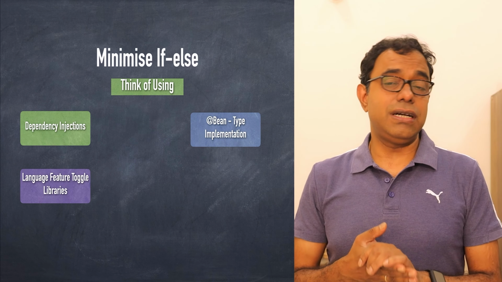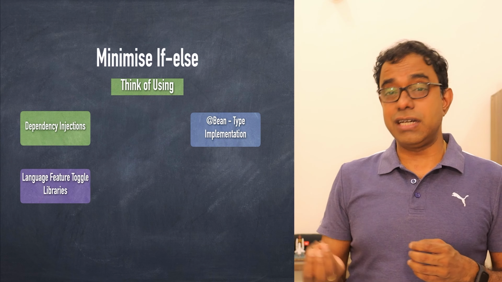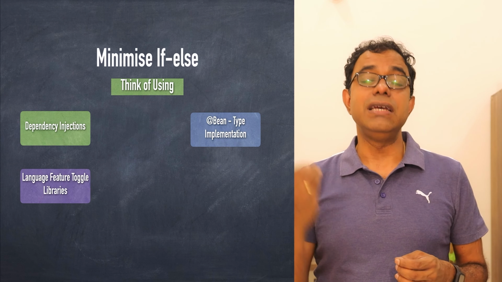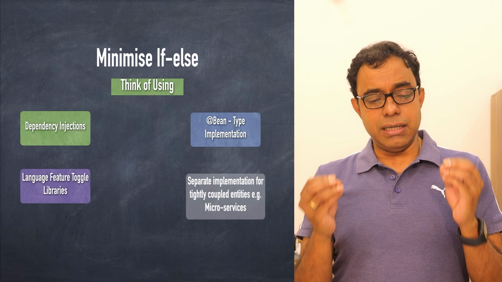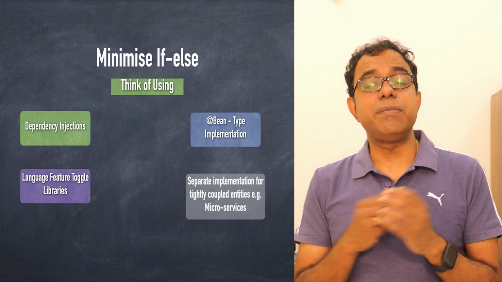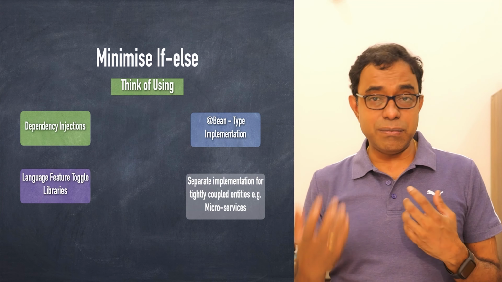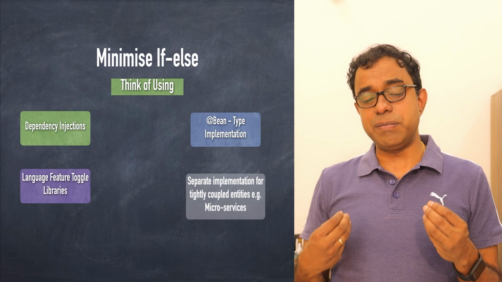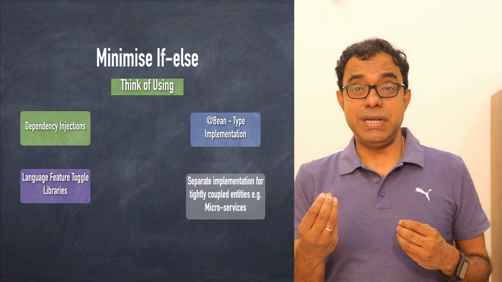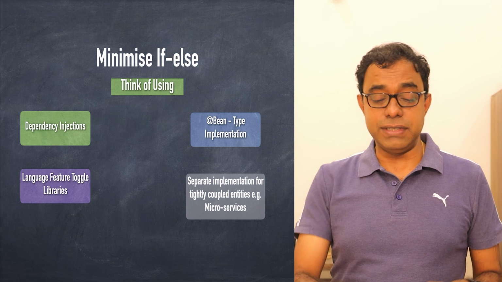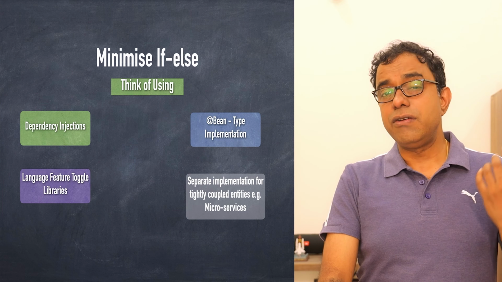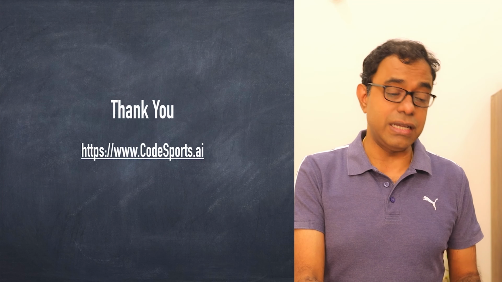If you are using Java or something similar which has the concept of beans, use that type of implementation, and actually use separate implementations for tightly coupled entities. Like within microservices, things are tightly coupled. Create a separate implementation for them if you want to use different feature toggles. So these are the few things which you need to take care of while implementing feature toggles, and that's all about feature toggles and trunk based development.